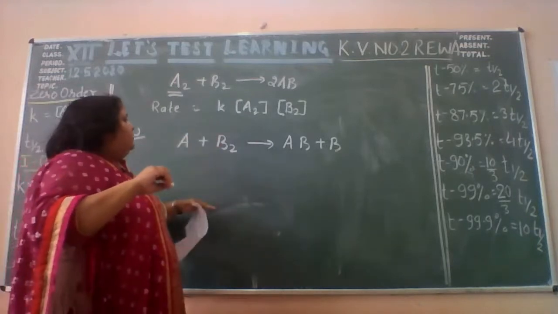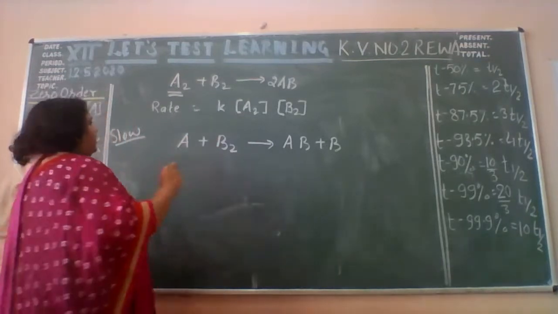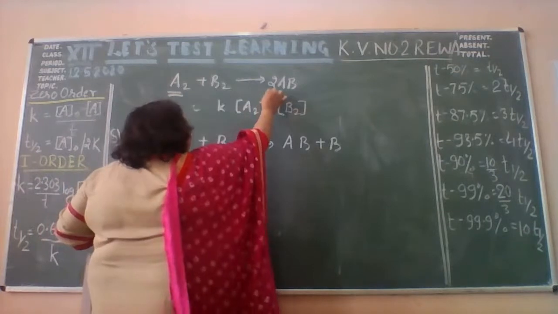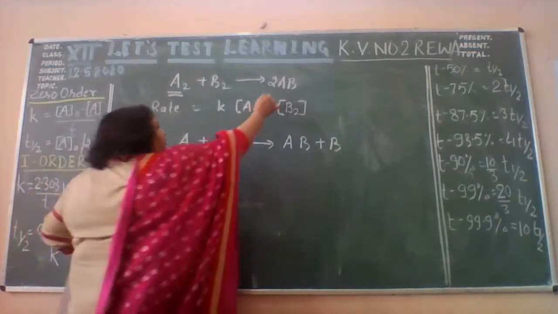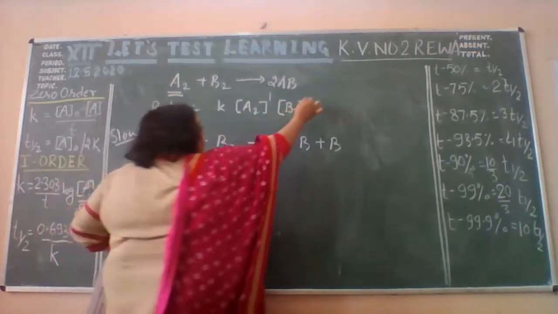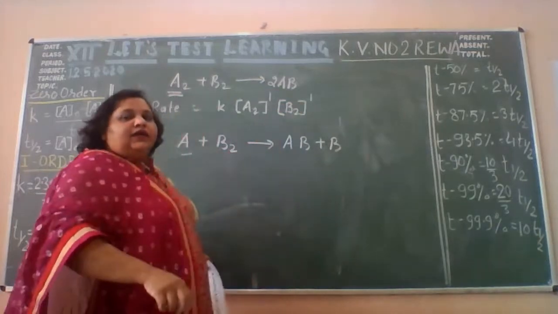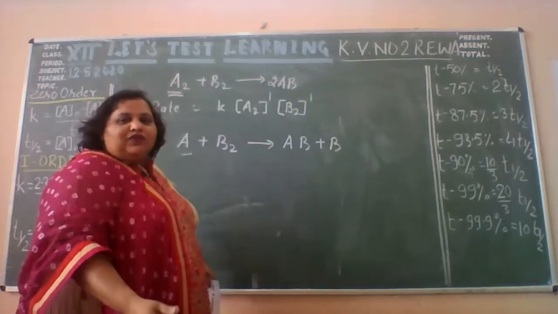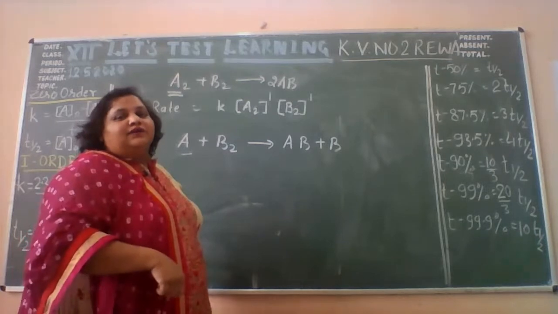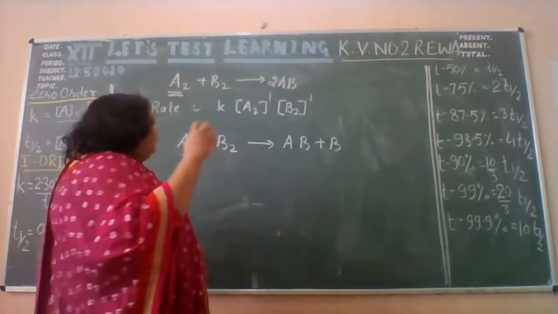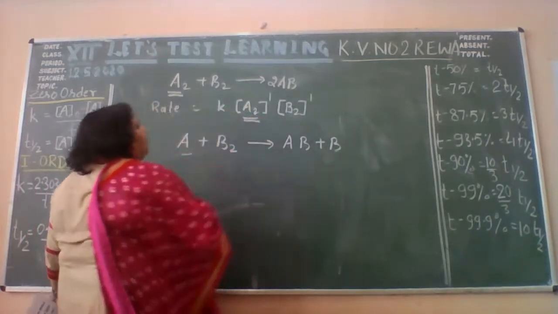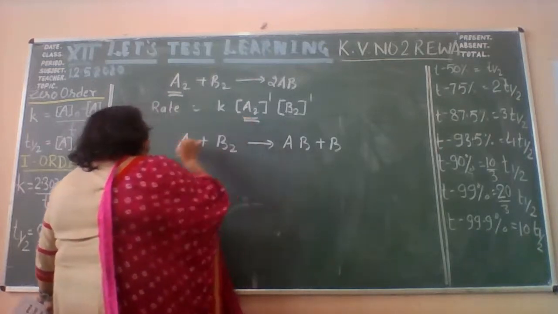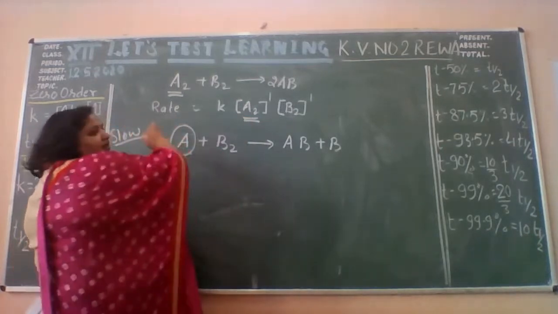Now, what do you think? What should be its power? Shall I put here 1 mole, 1, and 1 mole here, 1, power X plus Y, order of reaction 2? Wrong. Here you are wrong. Please compare. What is the quantity here? It is A2, but here it is A.